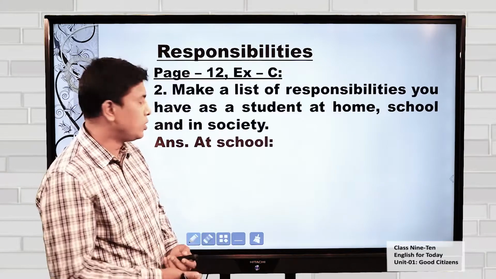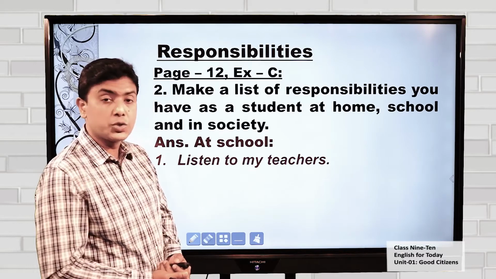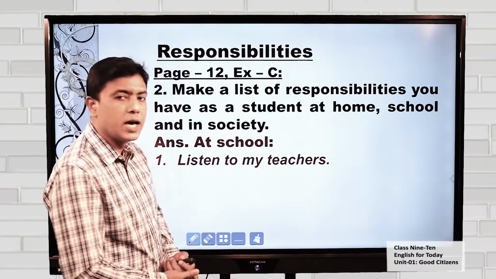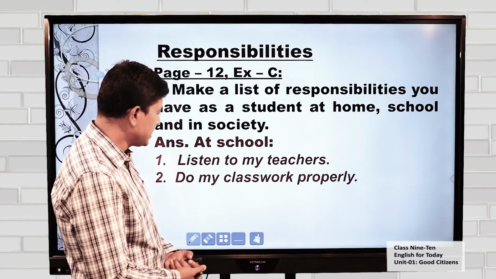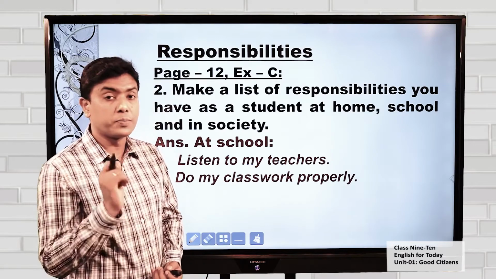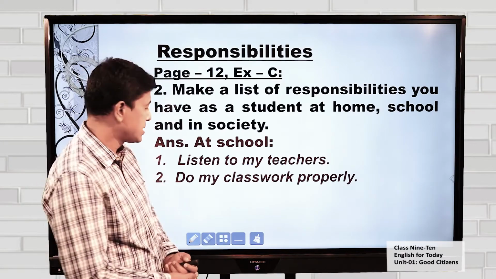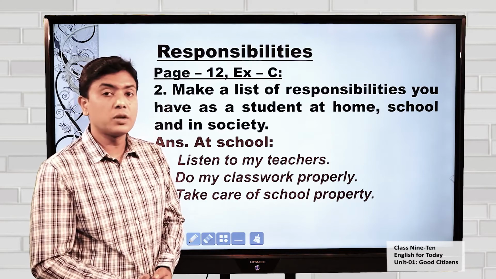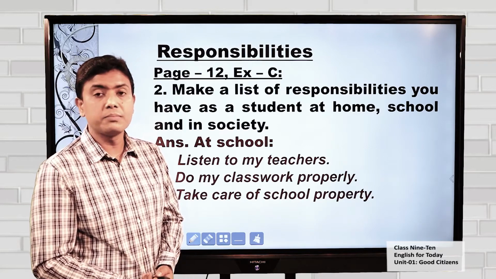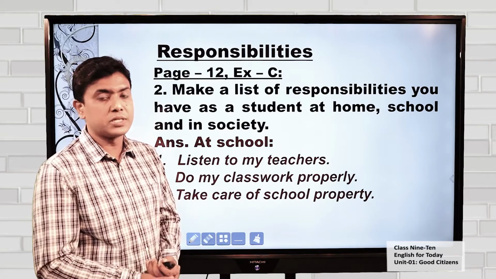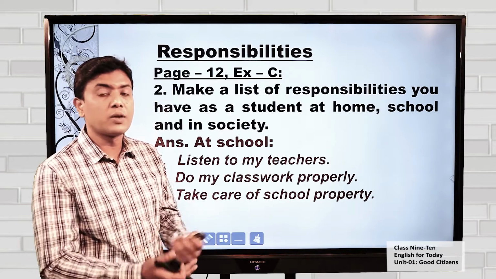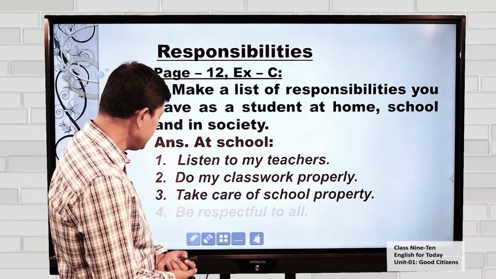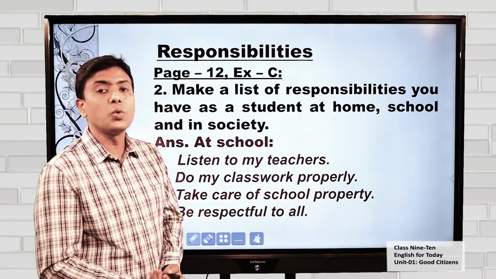Next one, at school. So if I am a student, what should I do? First of all, listen to my teachers. Secondly, do my classwork properly. Very important. And take care of school property. I must not vandalize any property. I must not damage any property. I should always take care of the school property. And be respectful to all.